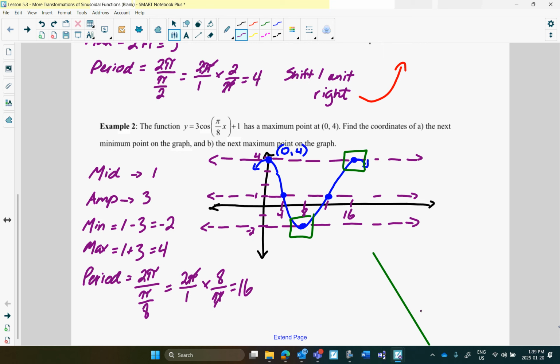So what coordinate is this? It's 8, -2. So that answers part A. What's the coordinates of this to answer part B? On the 4.